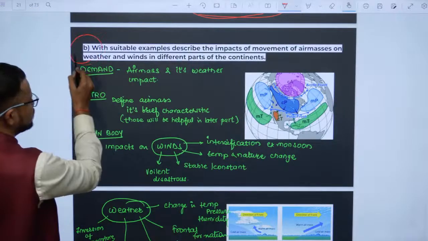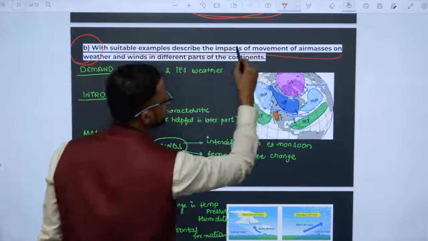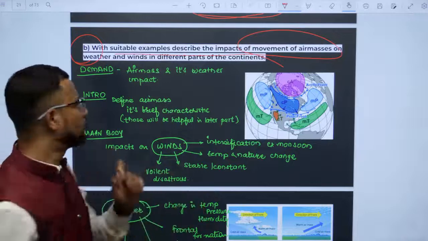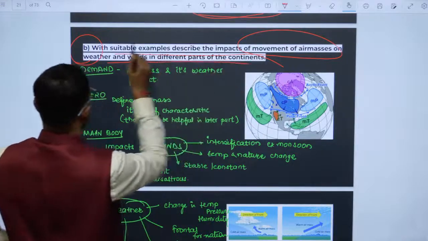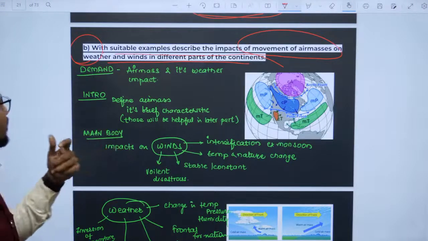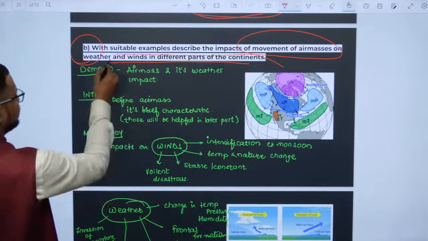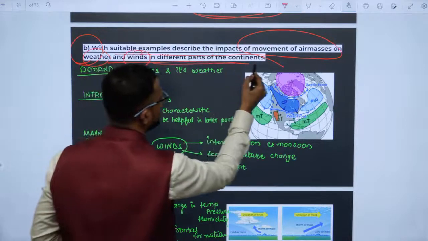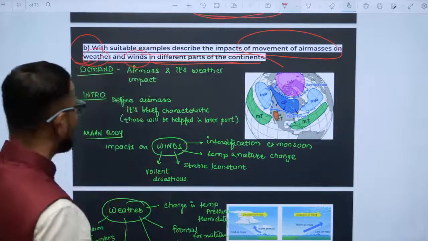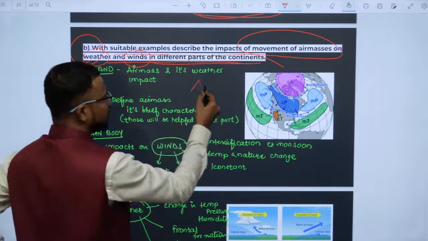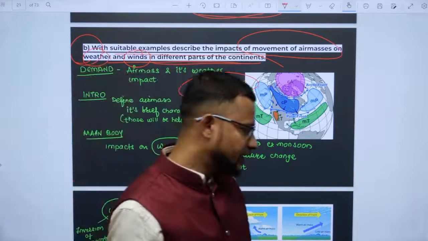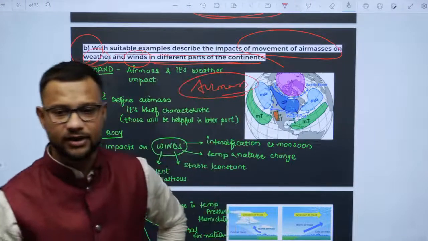So the next question is about air masses. Okay, impact of air masses. You know air masses, their impact and their movement, right? And say, with suitable examples describe the impacts of movement of air masses on weather and winds in different parts of the continents. So as simple, look, air mass, you know guys, can anyone let me know the definition of air mass? You know air mass, we have studied air mass in climatology.